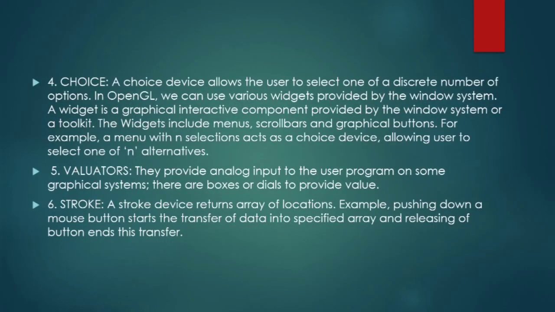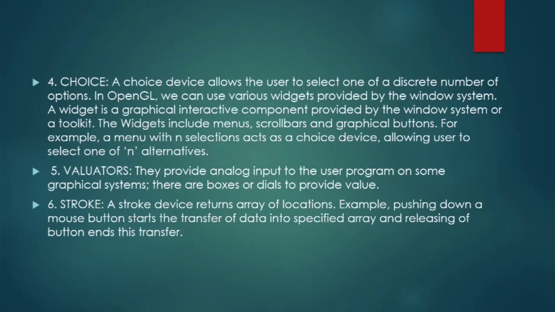The fourth one is choice. A choice device allows the user to select one of a discrete number of options. In OpenGL, we can use various widgets provided by the Windows system. A widget is a graphical interactive component provided by the Windows system or a toolkit.